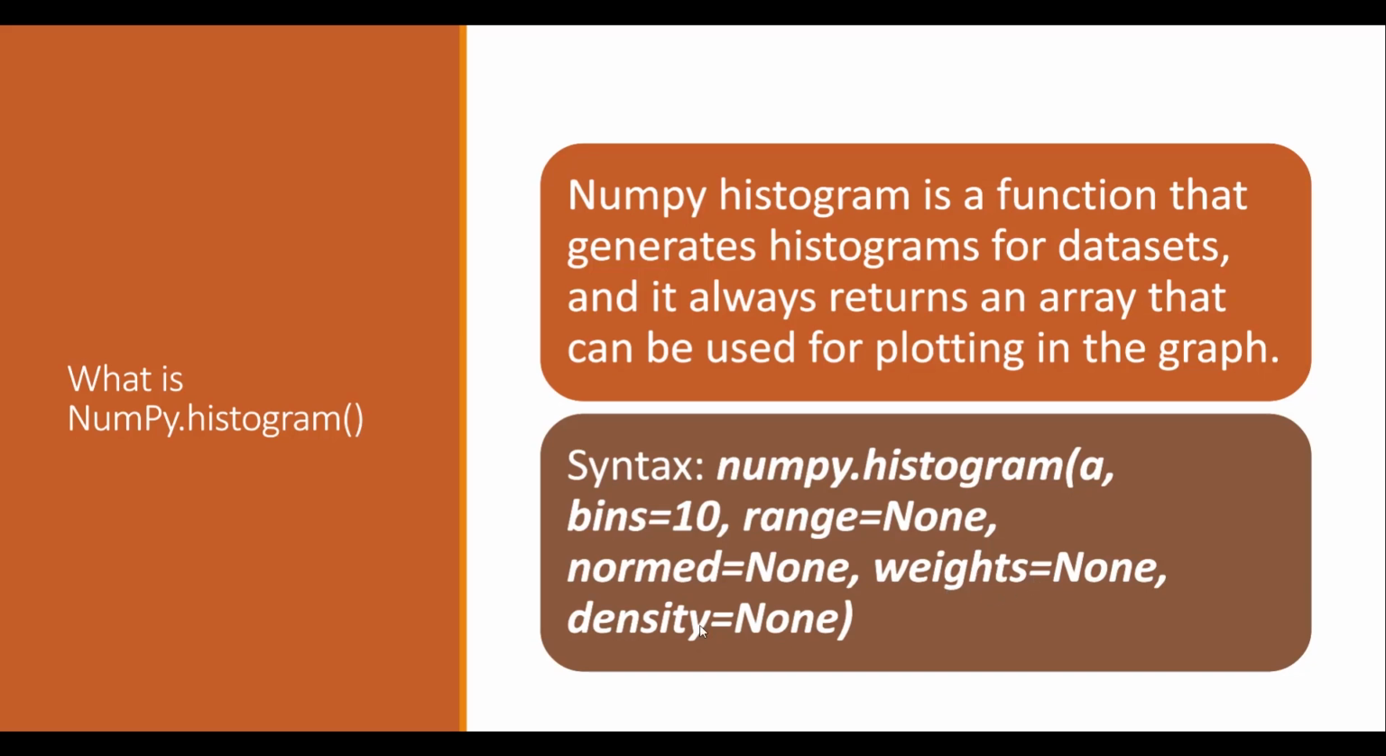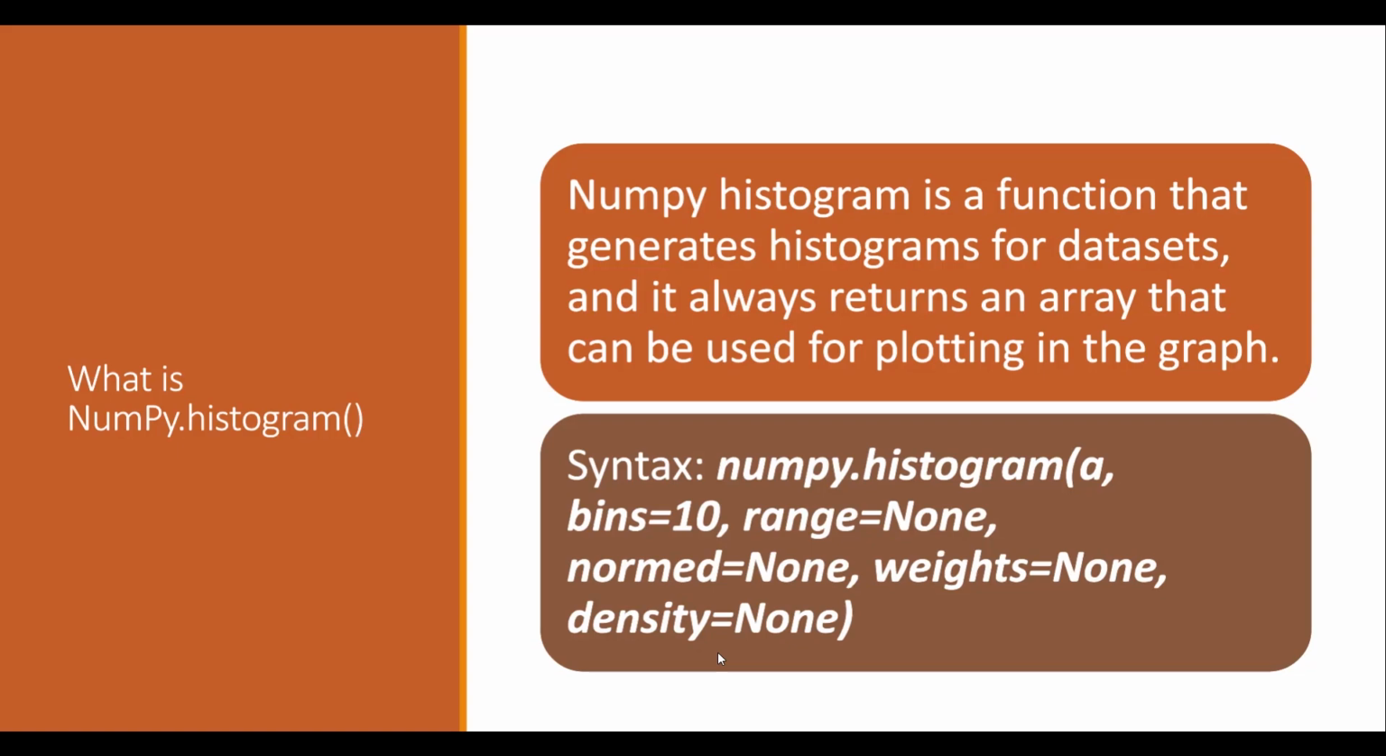The last parameter is density. By default it takes a None value and it takes only Boolean values. It will check the condition: if the value is true, then the number of samples in each bin will be returned, otherwise it will return the probability density function.